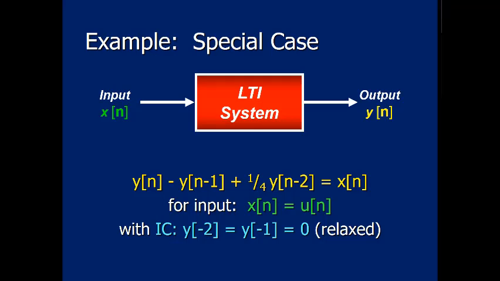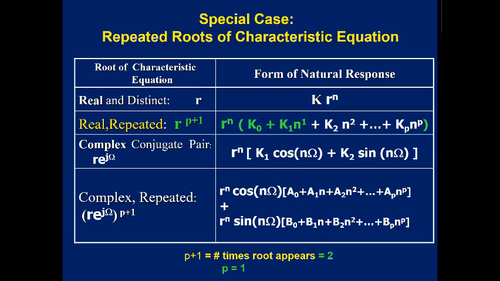And we'll keep it simple because, well, we've just complicated that natural response by invoking this special case. We'll be using this part of the table in order to find our natural response. Let's go back to the whiteboard and see how that plays out.